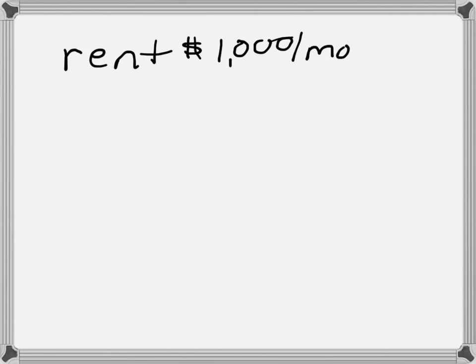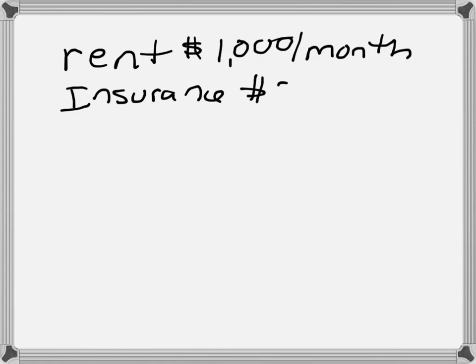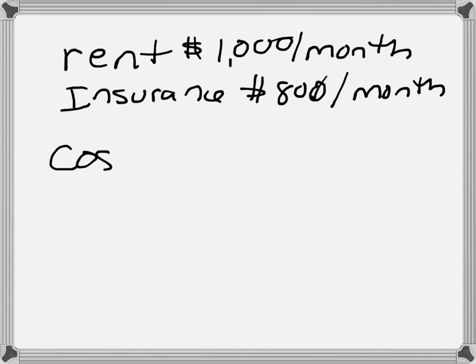To give one final example of some of the fixed and variable costs, assume that there is a rent of $1,000 a month and insurance on the building of $800 per month. Then assume that that company makes bicycles. The cost to make a bicycle is $200.